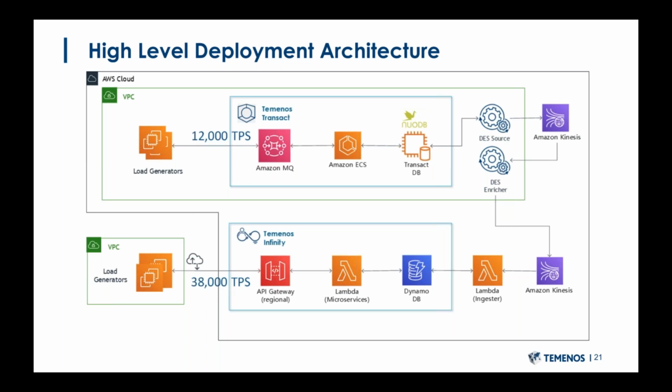From the top AWS cloud part, you can see the load generators fire in from your left. They push into the Amazon MQ and Amazon ECS, and then we start to scale up through Kinetis, through DES. So Transact itself is being hit 12,000 times a second with heavy update transactions. And the bottom piece there is Infinity Gateway being hit hard at 38,000.